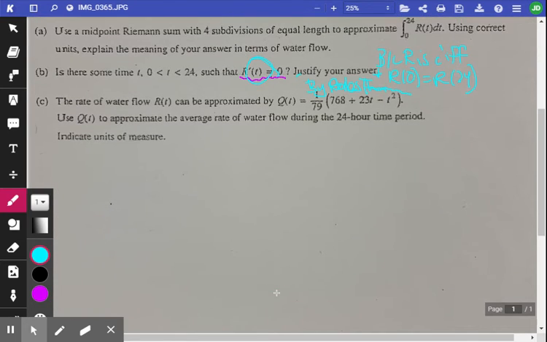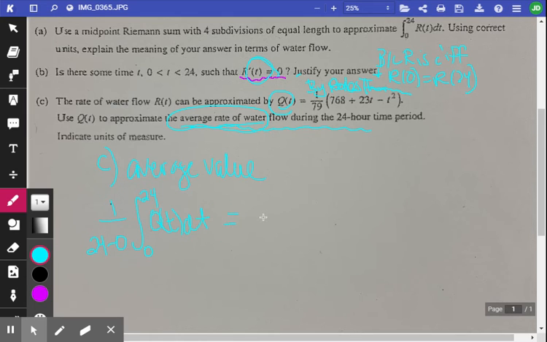All right, part C, the rate of water flow can be approximated by this function. Use Q of t to approximate the average rate of water flow during the 24-hour time period. Average rate is now asking me for average value. This is an average value problem. I know that because the rate is what this represents right now, and they want the average value of that rate of water flow. So I'm going to find the integral of Q of t with respect to t from 0 to 24, times 1 over 24 minus 0.